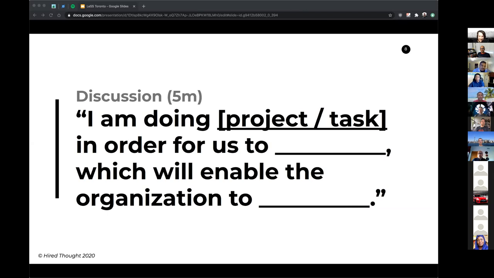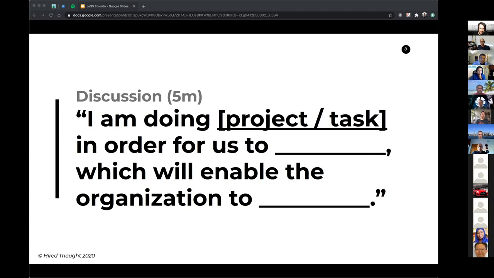Yes. So I'm doing a compliance project in order for us to meet our stakeholders' requirements, which will enable the organization to avoid penalties from regulators. Awesome. That is an amazing example to use here. And what I'll say too is that for most people, this is really hard to know the answer to. And so I'm glad that we have an example of it too.